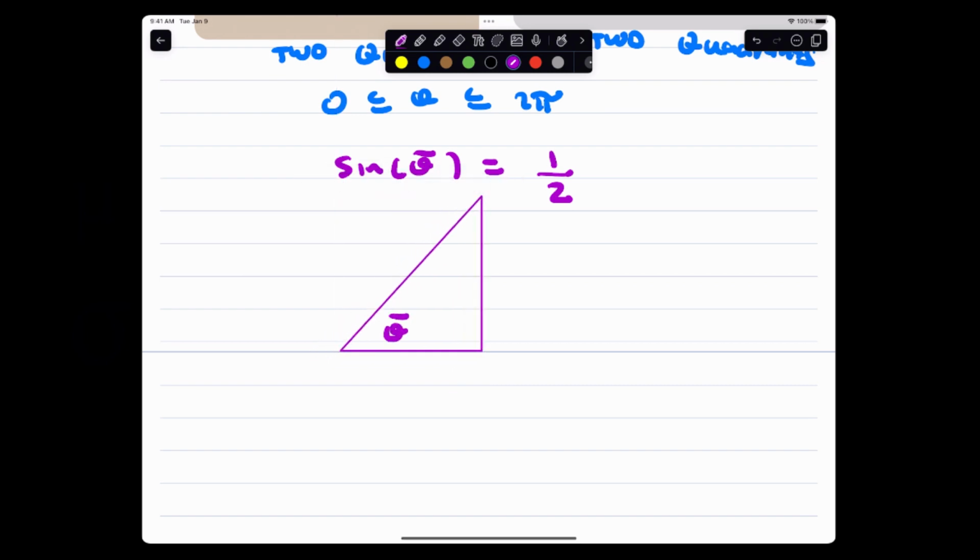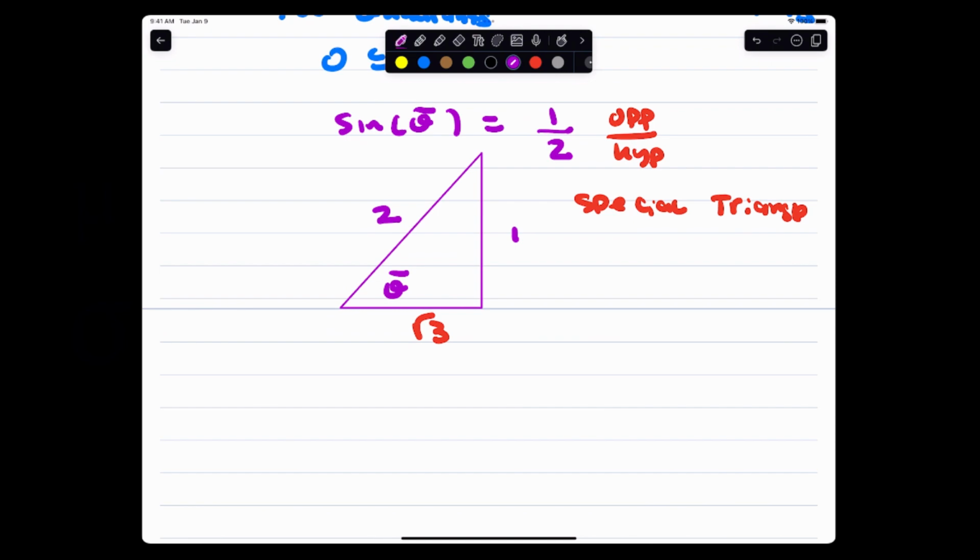Here's the process. What's the definition of sine? Okay, so opposite is what? 1. The hypotenuse is 2. Is that true? What does it mean the adjacent side has to be? Square root of 3. Is that right? And you go, wait a minute. There is a special triangle. Which one was it? 30, 60, 90. Is that right?